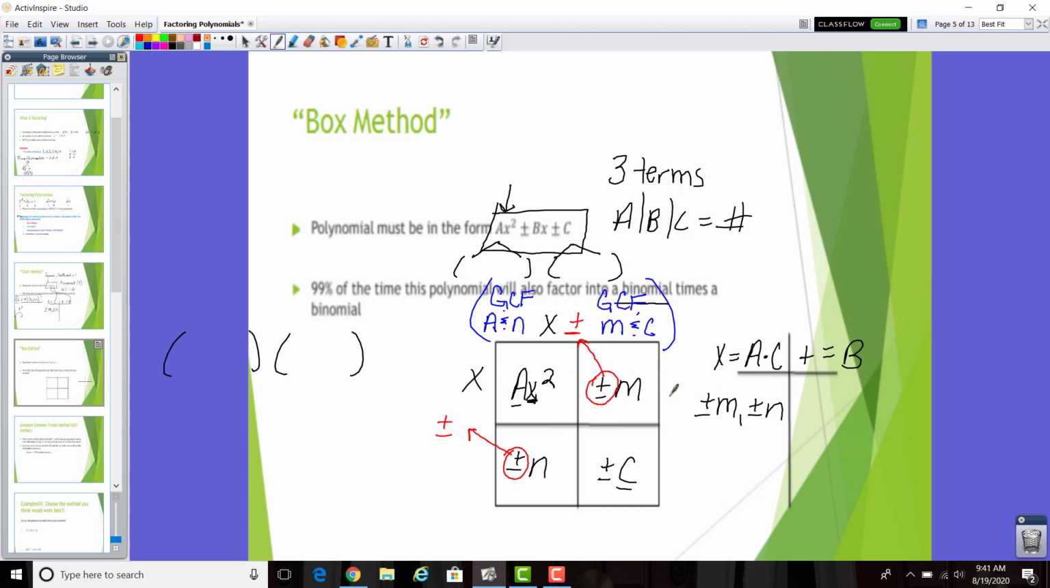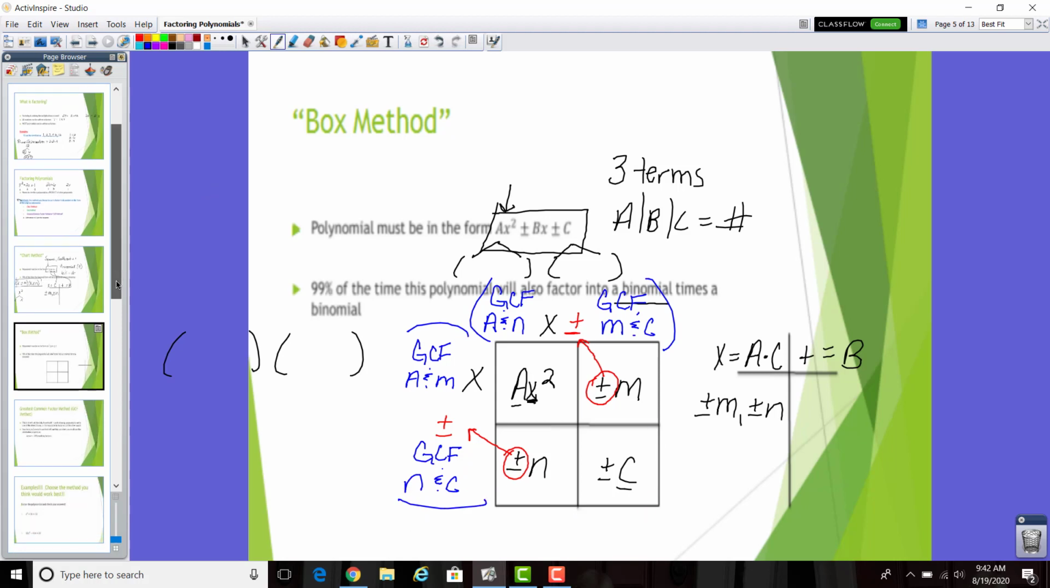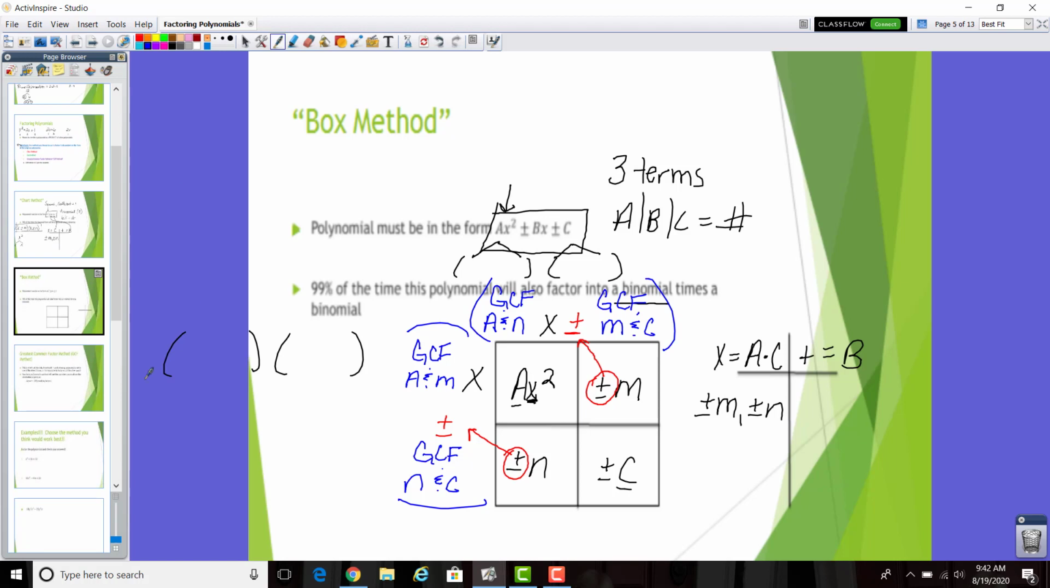Then we do the same thing across. Since rows go across, we put those answers to the side here. So in front of this x is going to be the number that represents the greatest common factor of a and m, plus or minus the greatest common factor of n and c. That will be your second binomial term. Again, it looks more confusing with letters. Once we get into examples with numbers, it might make a little bit more sense.